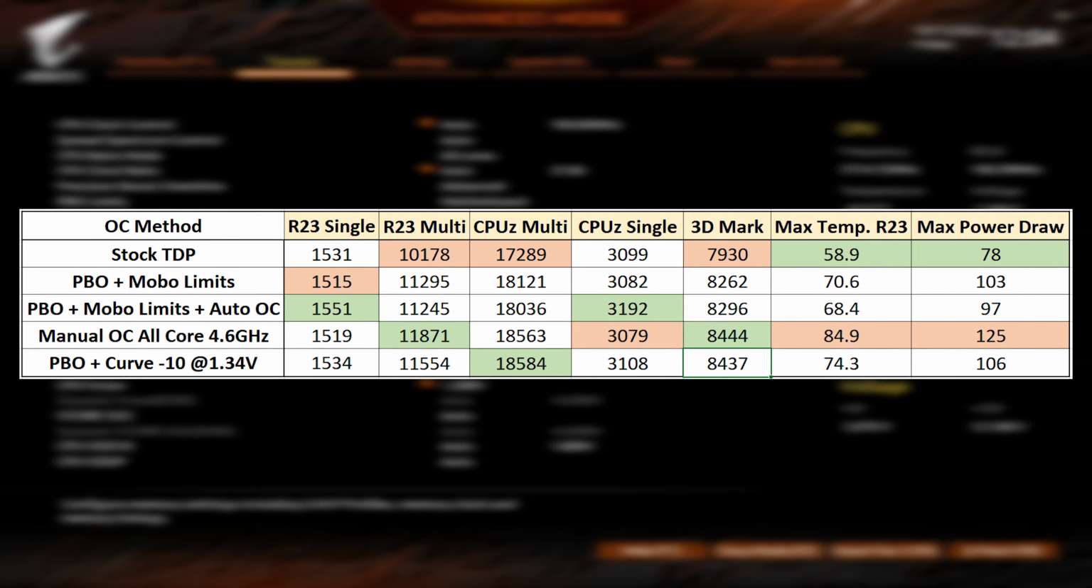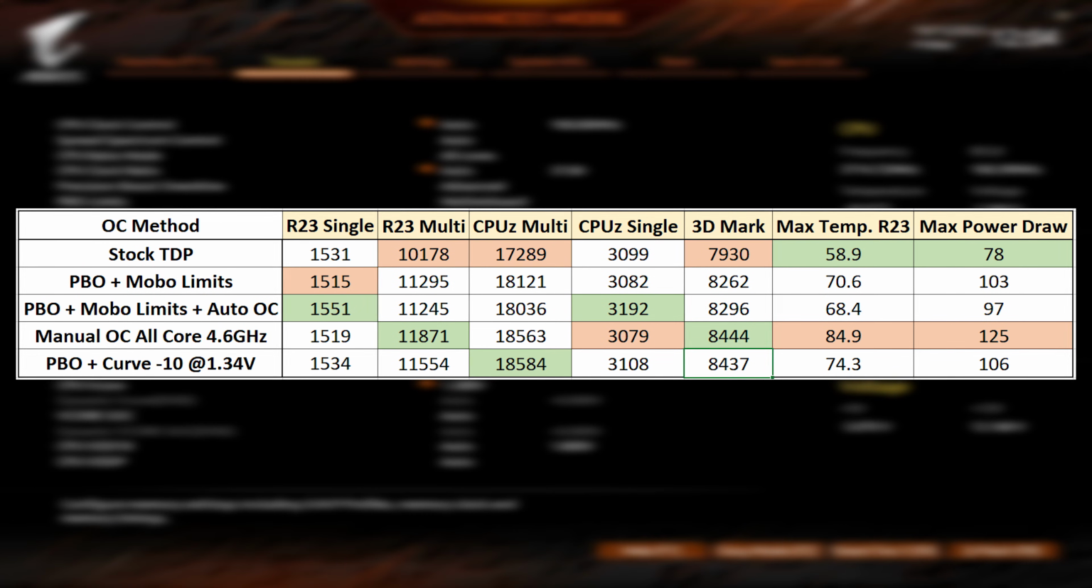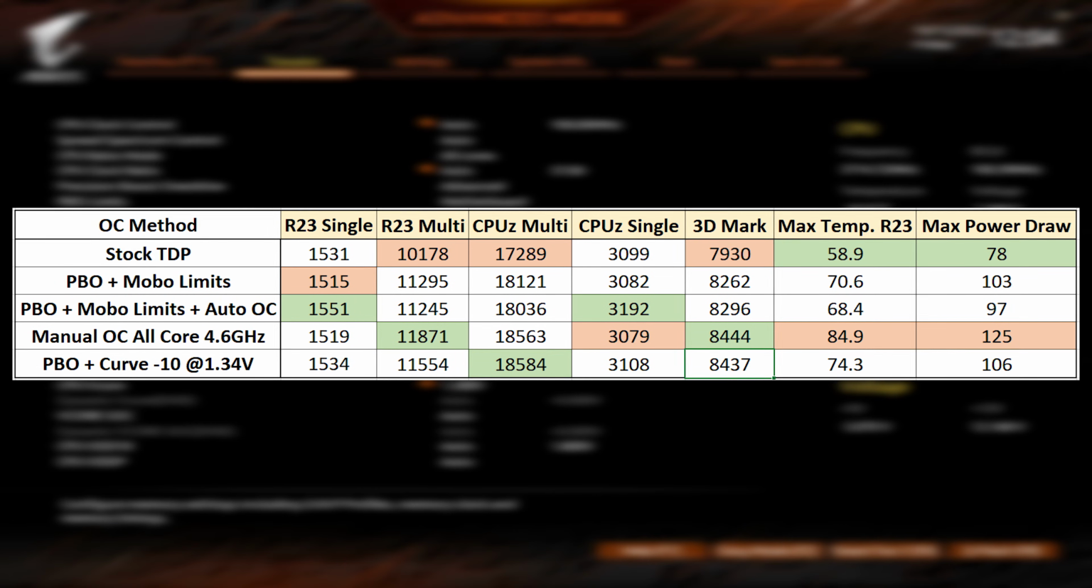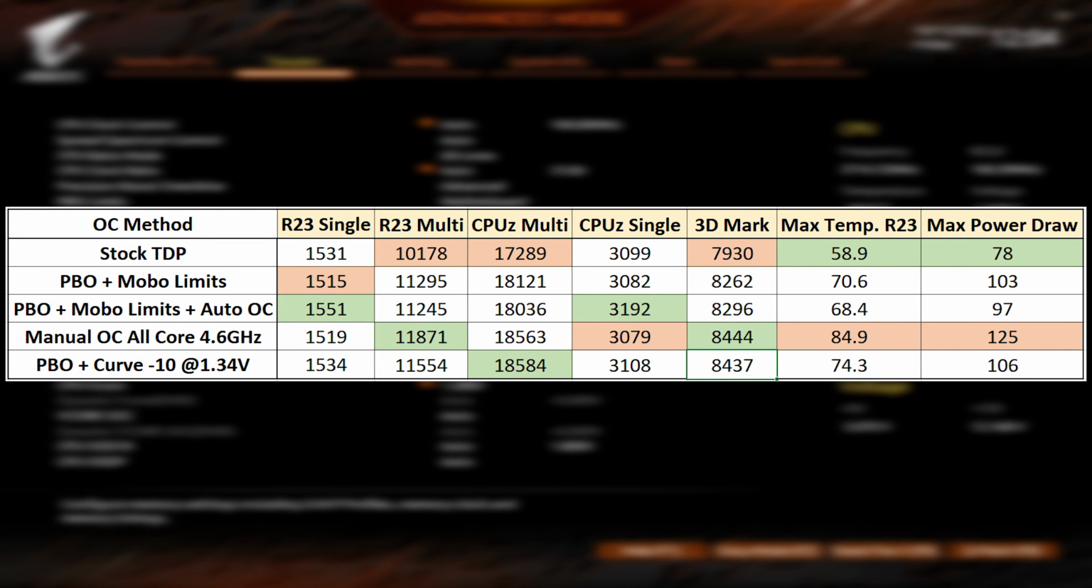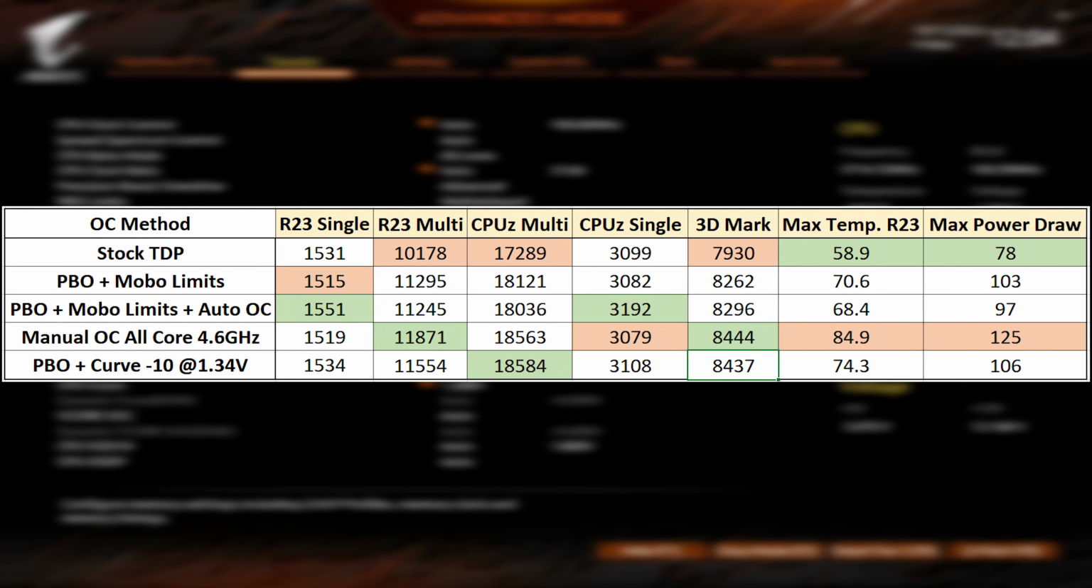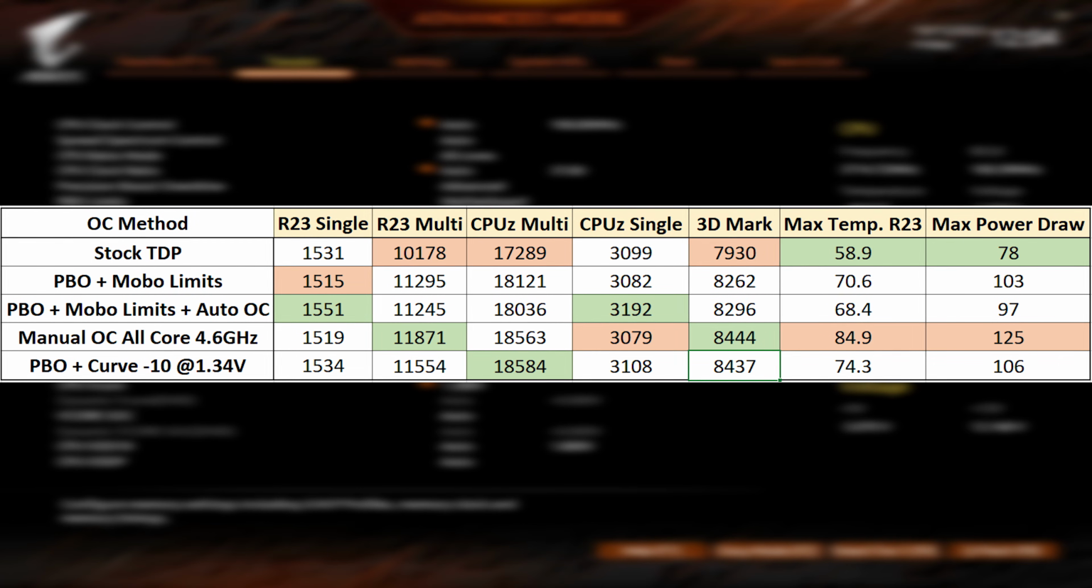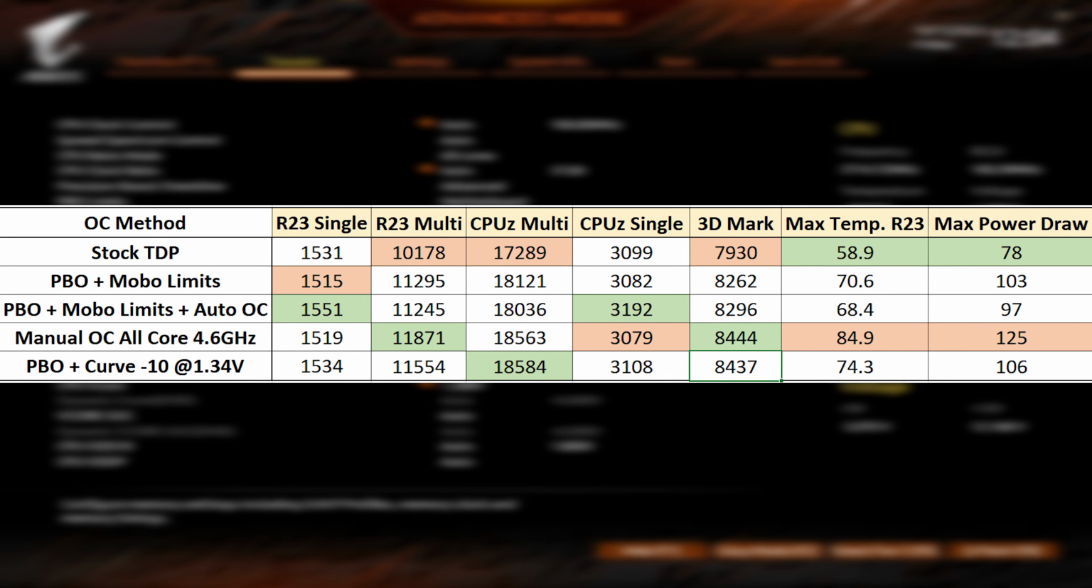In this screen, you can see all the results compared to each other. You could use any of those methods depending on your hardware and the results you want to achieve. Better multi-core performance or single-core performance. Better temperatures and power draw. It basically gives us a better understanding and the impact of using each of these methods.